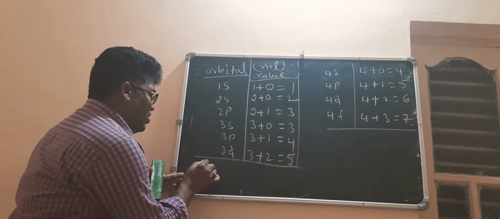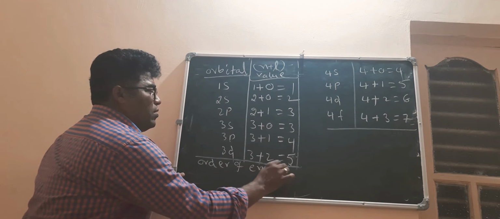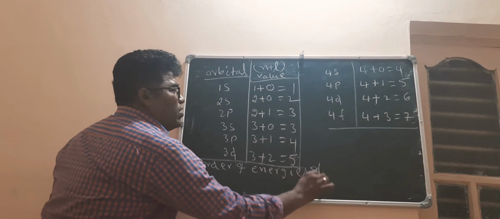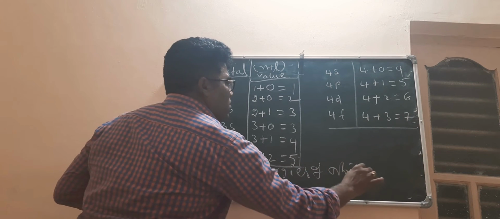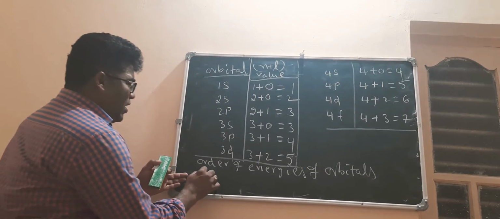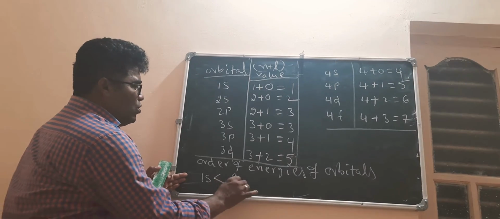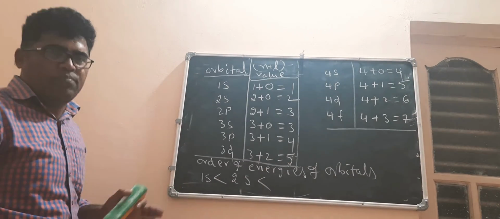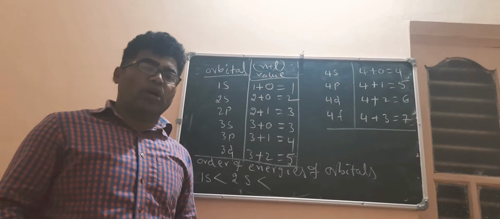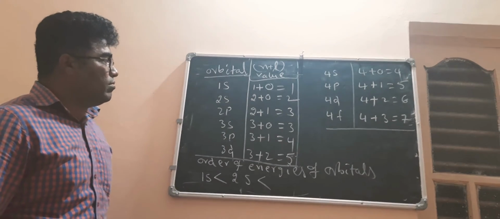So the order of energies of orbitals: 1s has the least energy. After that, 2s has less energy. Which has less energy, how do you identify? If the n plus l value is less, then the energy is less.